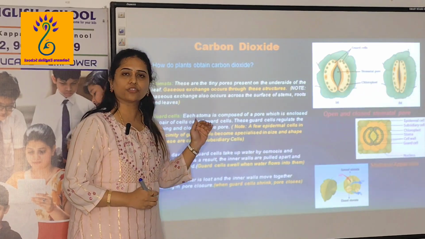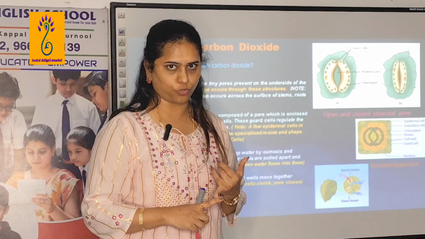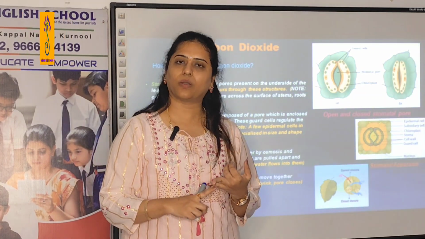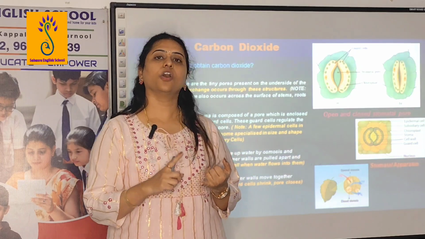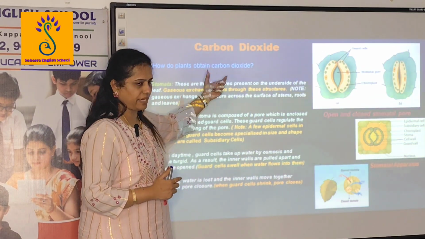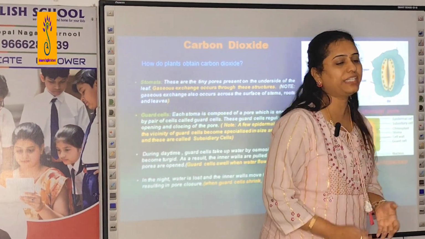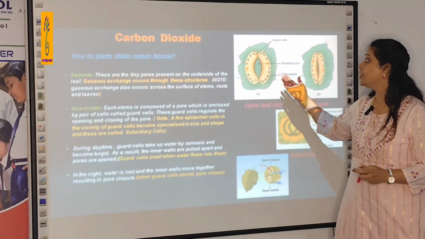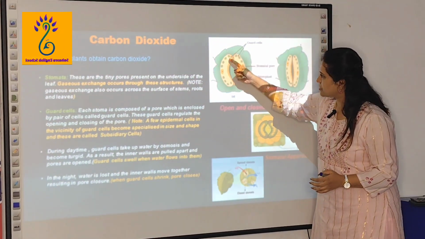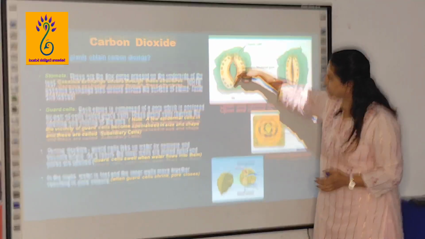Now coming to the next raw material which is essential in photosynthesis, it is carbon dioxide. First we have covered chlorophyll. Next it is carbon dioxide. So from where do the plants obtain carbon dioxide? Look at the picture. Already have shown the cross section of leaf. Underneath the leaf, underside of the leaf, you can find these structures, isn't it? These structures are like a kidney shape or bean shape, isn't it?